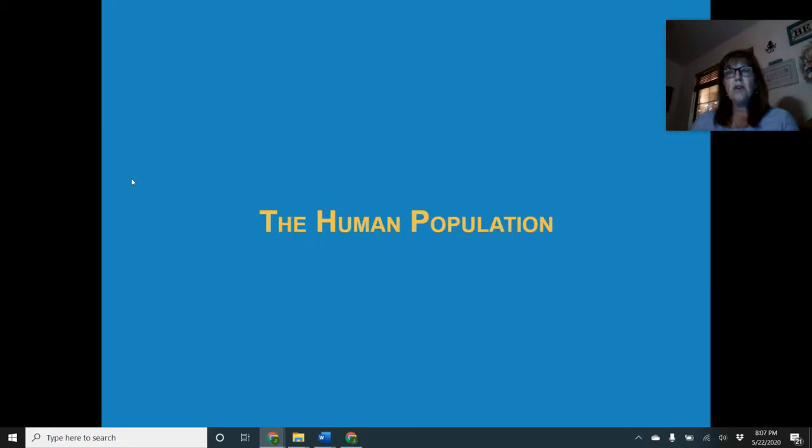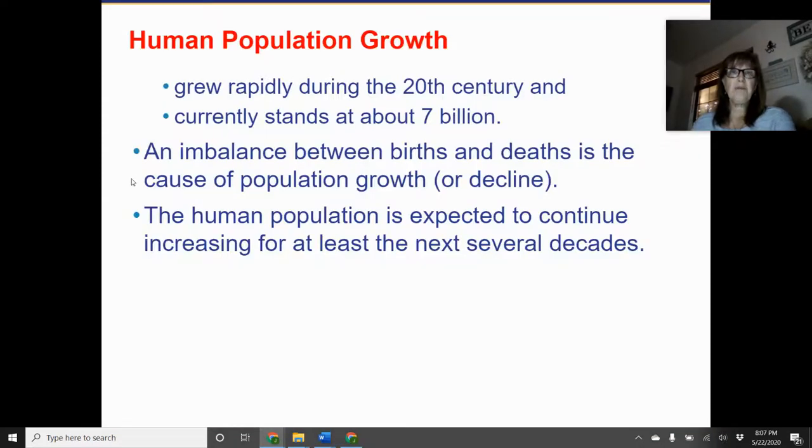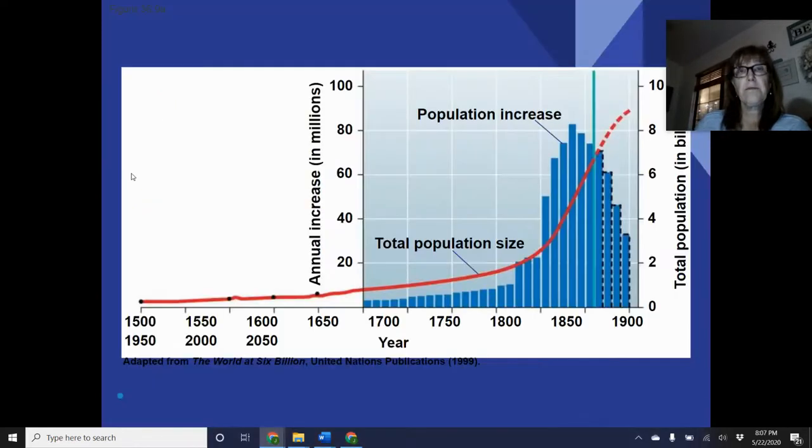All right, so let's go ahead and talk about human population. So what's going on in the human population? The human population grew rapidly during the 20th century, and it currently stands at about 7.6 billion people. There is an imbalance in the human population between birth rates and death rates, and this is what is causing population growth. We are currently experiencing exponential growth. The human population is expected to continue this exponential growth for at least the next several decades.